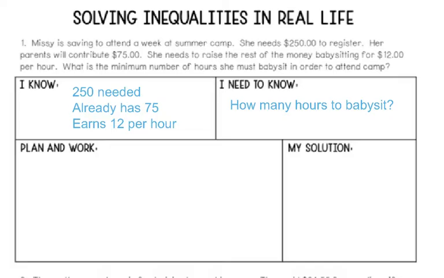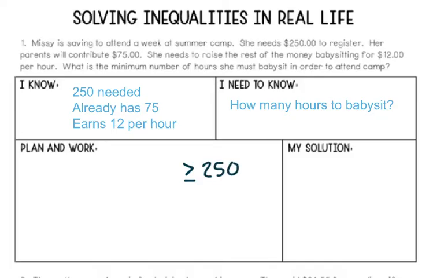In this case, she can really have more than $250 by the time she needs to register. She can't have less than $250 though. So in this case, I'm going to use the greater than or equal to symbol, since she can have exactly $250, or she could have more than $250 and she would just have some extra money.